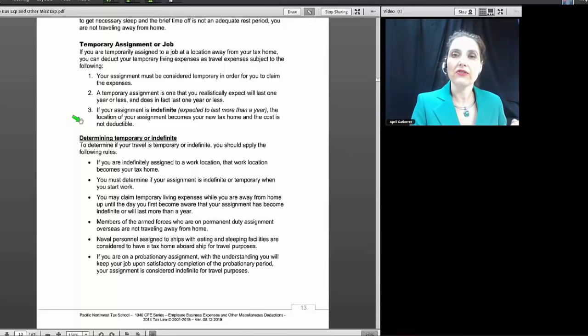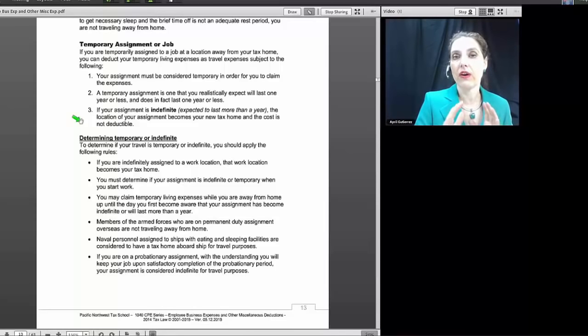The fact that there's no set end to that period at the time you accept the assignment means that it is indefinite. And if it's indefinite, then it becomes your new tax home. And in effect, you will end up having to move there. And you could deduct moving expenses of moving from San Francisco to Sacramento, but Sacramento would not be considered to be temporary. But let's take the situation and change it up a bit.